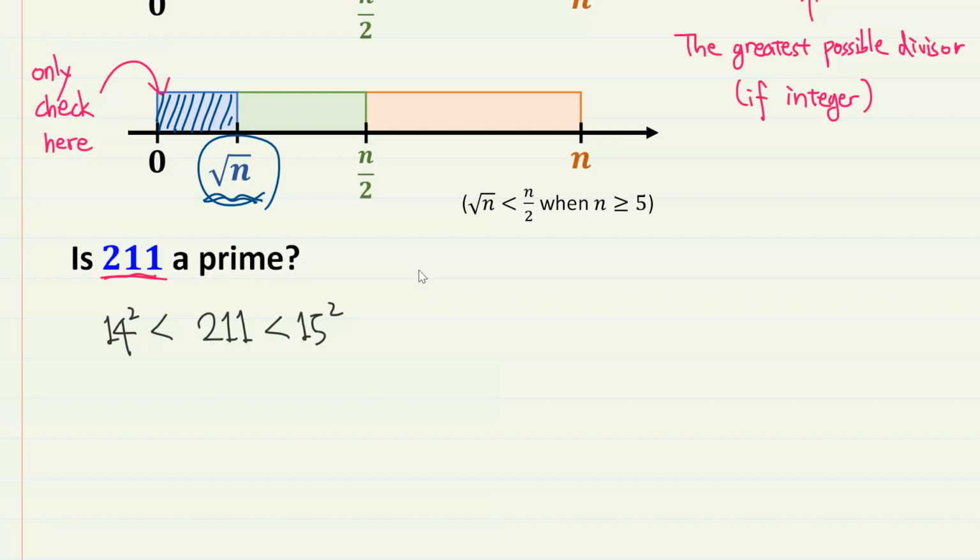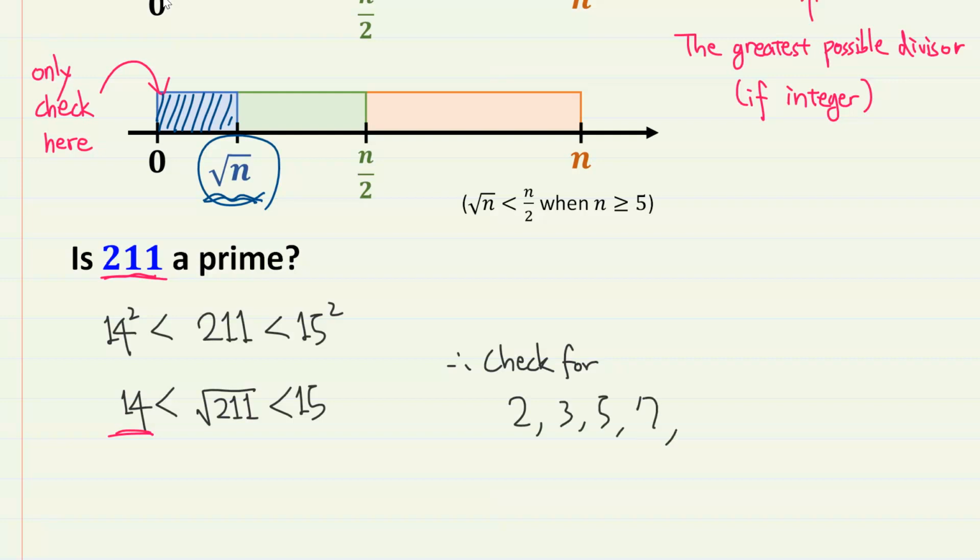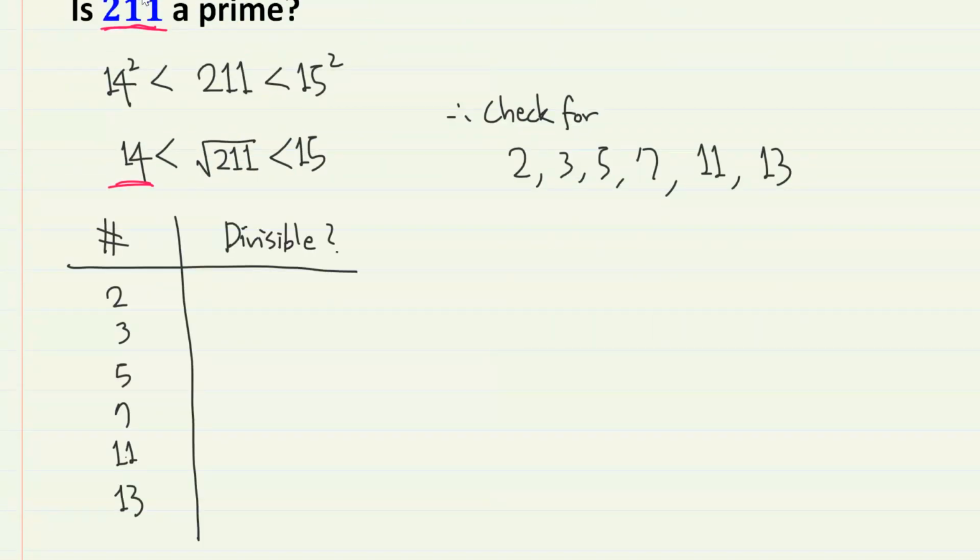Now, since 211 is greater than 14 squared and less than 15 squared, the square root of 211 is greater than 14 and less than 15. Therefore, we only have to check for prime numbers less than or equal to 14, which are 2, 3, 5, 7, 11, and 13. And most of the process is not too complex.